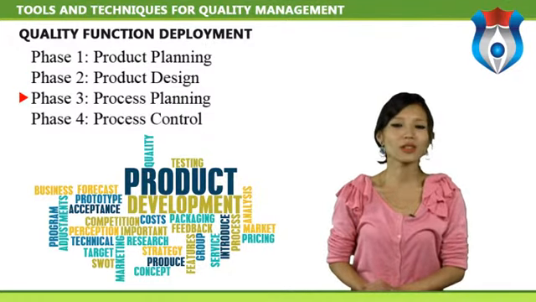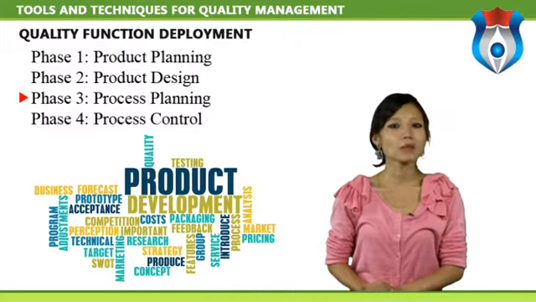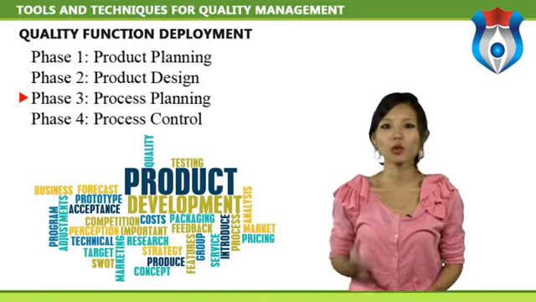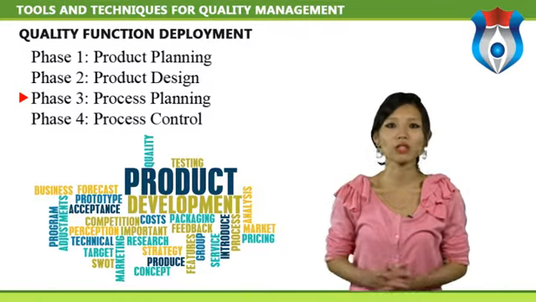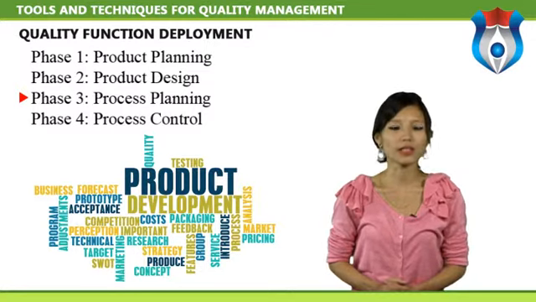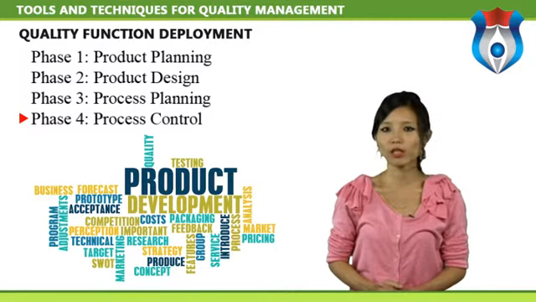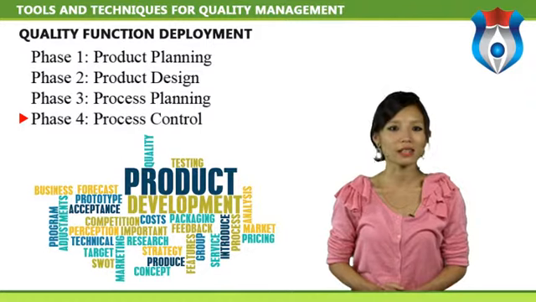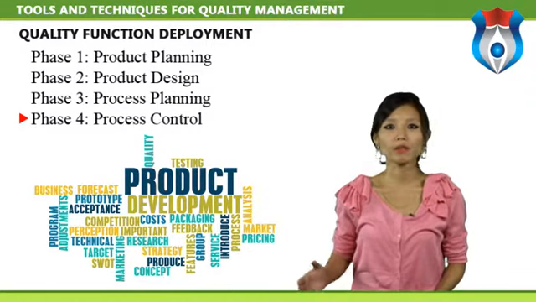Phase 3, process planning. Process planning comes next and is led by manufacturing engineering. During process planning, manufacturing processes are flow charted and process parameters or target values are documented. Phase 4, process control, and finally, in production planning, performance indicators are created to monitor the production process, maintenance schedules, and skill training for operators.